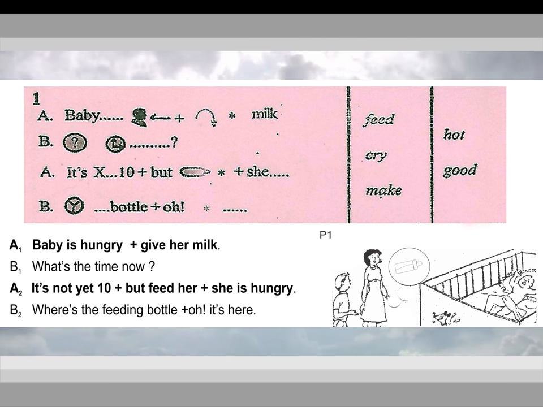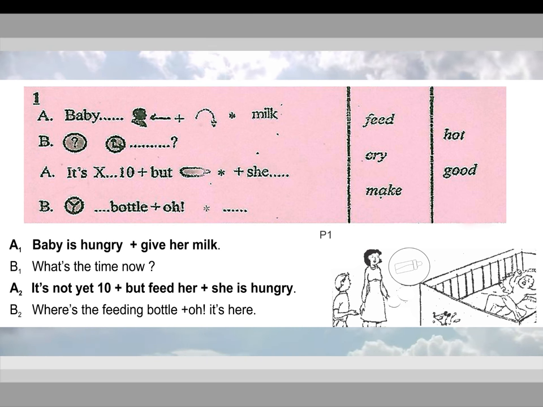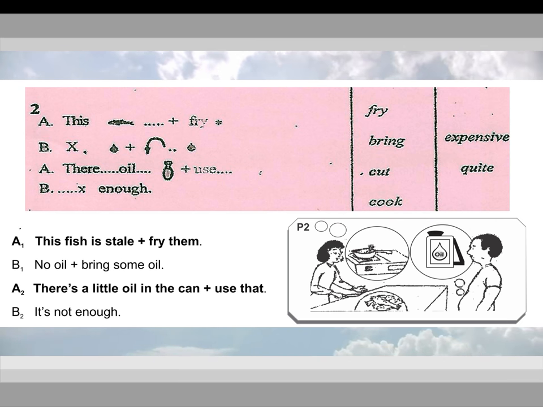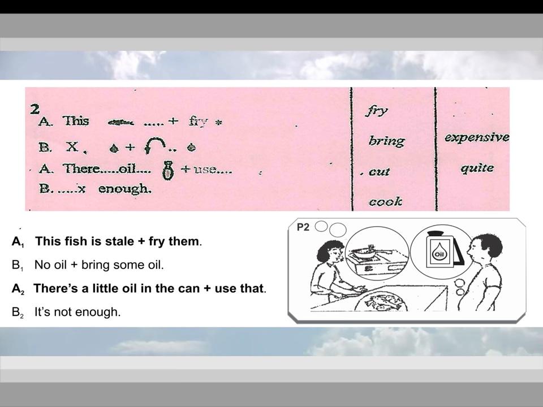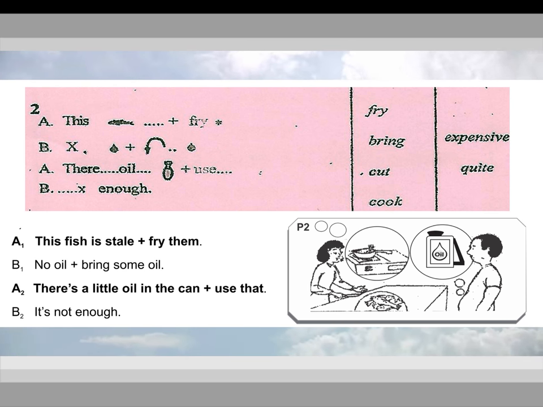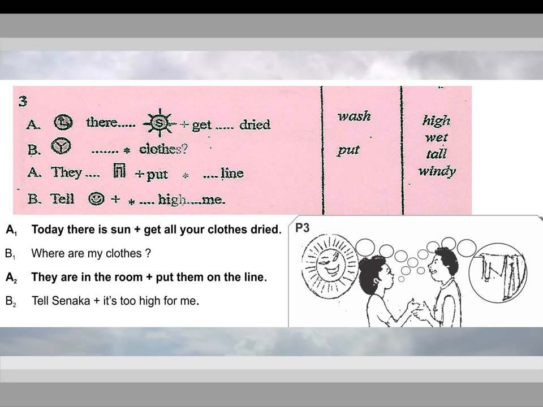Dialogue 1, Picture 1. Baby is hungry. Give her milk. Dialogue 2, Picture 2. This fish is stale. Fry them. No oil. Bring some oil. Dialogue 3, Picture 3. Today there is sun. Get all your clothes dried.